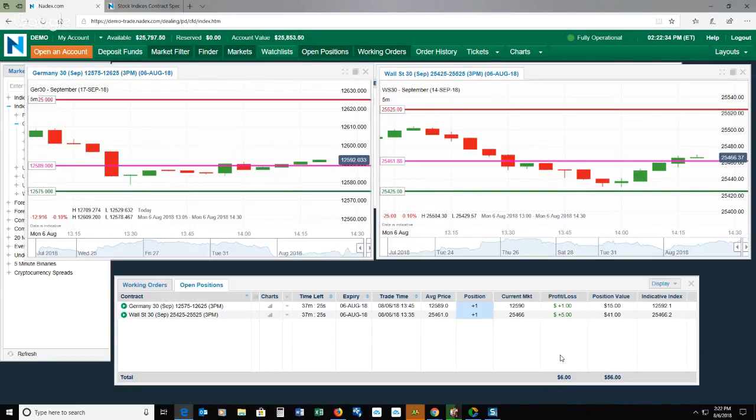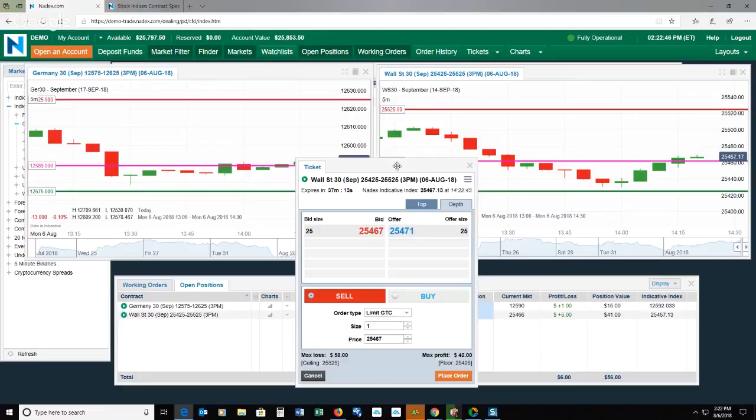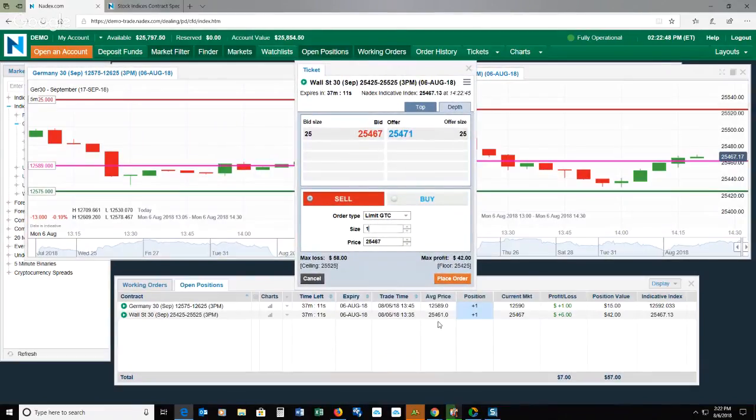The spreads, just like the binaries, can be exited at any time. Or you can also set targets like we do on the binaries. For example, on this one, you just pay attention to what your average price is. And for example, let's say we wanted to make $20 on this. We could come in here and type in 25,481, okay? And that would produce a $20 profit if price reaches that area.